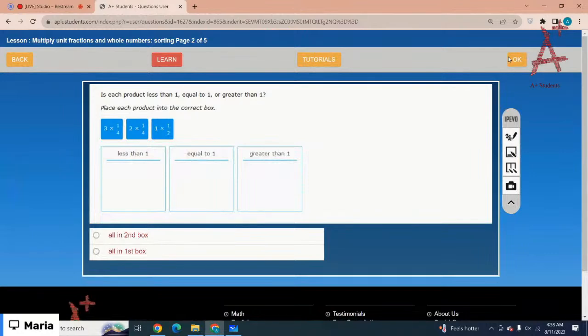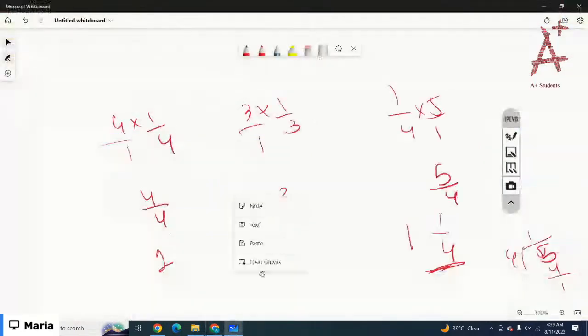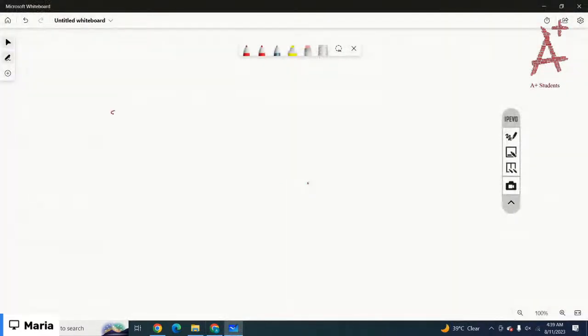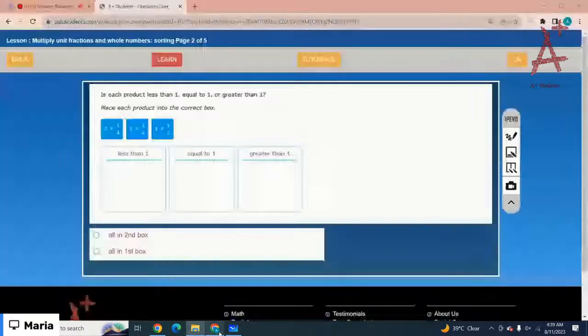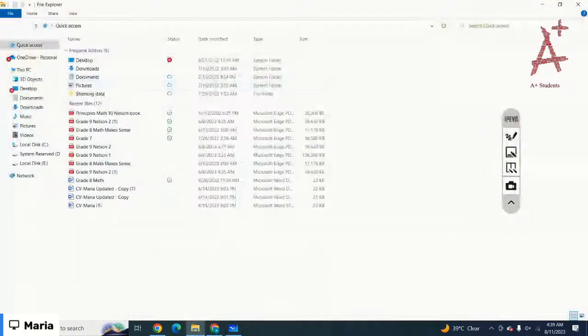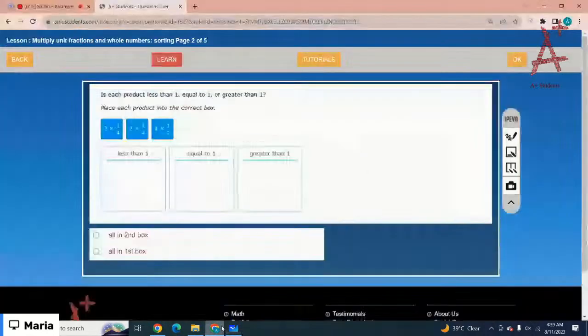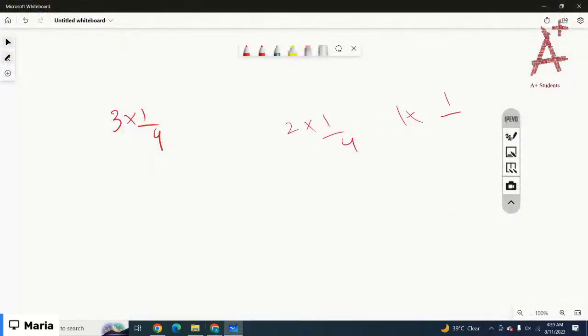in each product, is each product less than 1, equal to 1, or greater than 1? So the first one is 3 times 1 over 4. The second one is 2 times 1 over 4. 2 times 1 over 4, and 1 times 1 over 2. Okay, let's just see here.